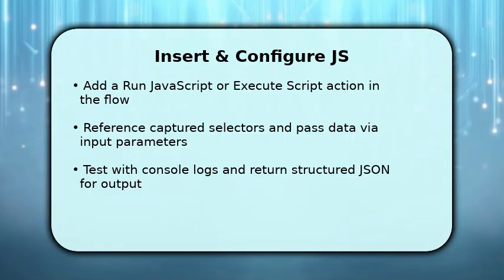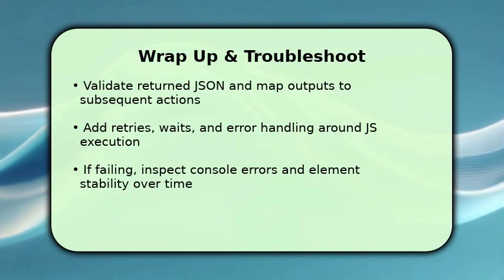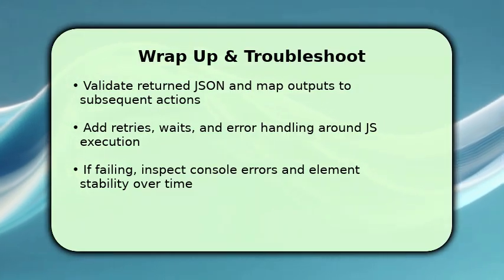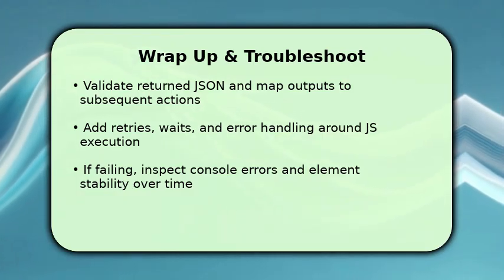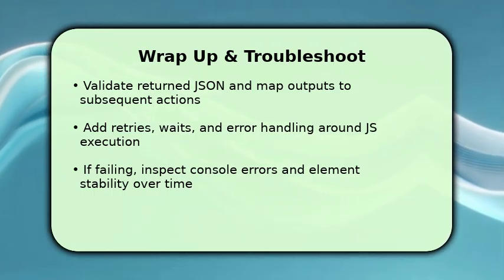To finish, map the JavaScript outputs into downstream actions and validate the returned JSON keys. Make sure to add waits, retries, and try/catch around the JS step so transient timing issues don't break the flow. Once complete, run the full flow end-to-end and verify state changes.